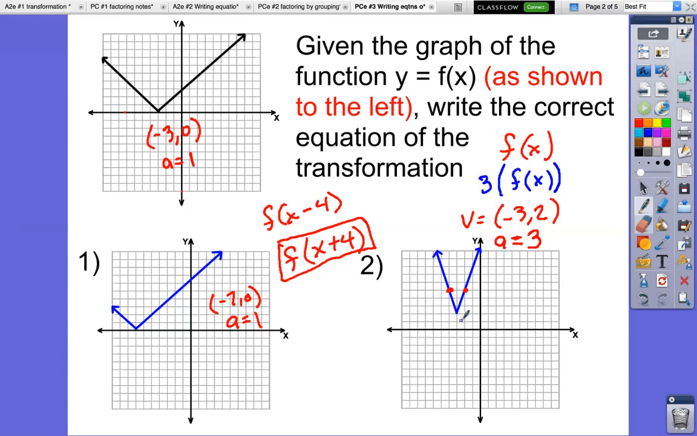And it looks like this has moved up 2. So the up 2 is going to go on the outside. And it does what it says it does. All right. Any questions?